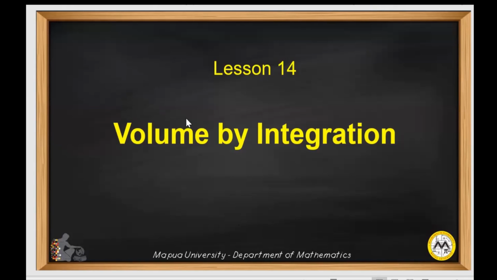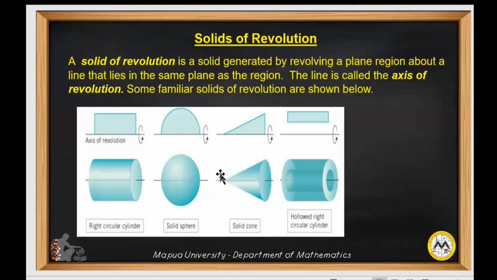Focus our discussion on finding the volume by integration. And first, we will consider the volume of solid of revolution. Now, what is meant by solid of revolution? Actually, initially, we do not have a solid.